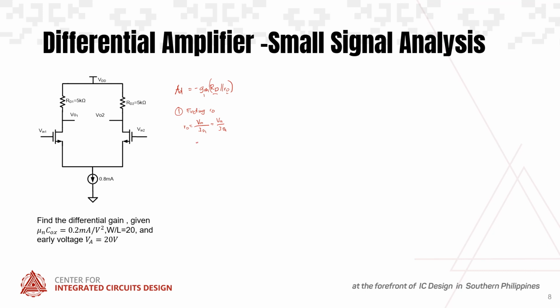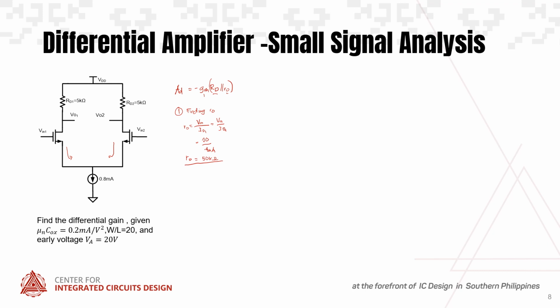We have VA equal to 20 volts, and ID1 plus ID2 is equal to ISS. So ID1 equal to ID2 is equal to ISS over 2. So we have ID1 equal to ID2 equal to 0.4 milliampere. With that, our RO is equal to 50 kilo ohms. So we already found the output impedance RO.